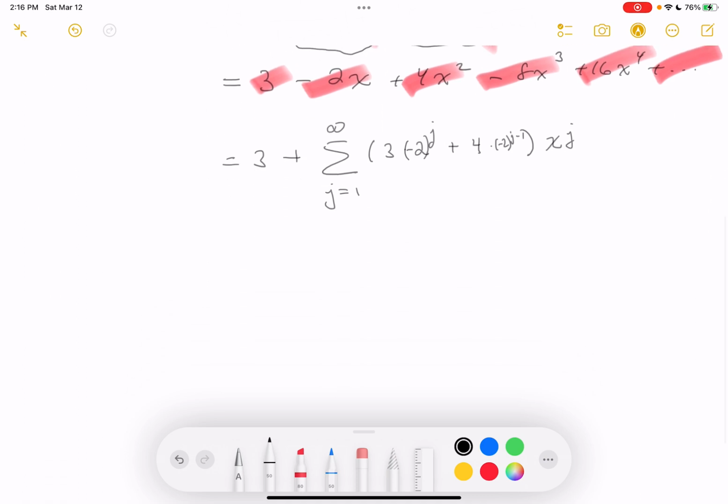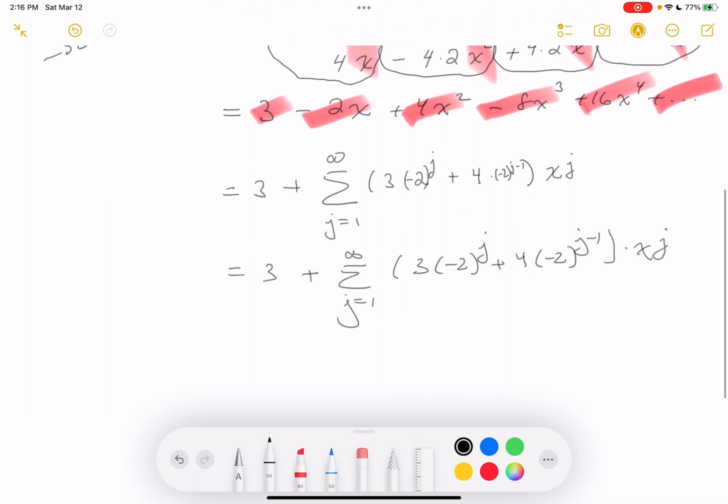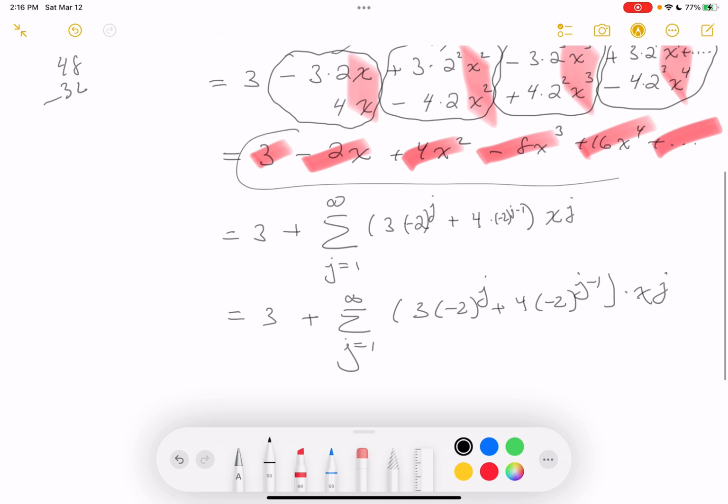All right? So this is equal to 3 plus the sum j equals 1 to infinity, 3 minus 2 to the j plus 4 minus 2 to the j minus 1 times x to the j. Now, by the way, they did not ask for that. What did they ask for? They asked for up here. If you're getting there, that's great.